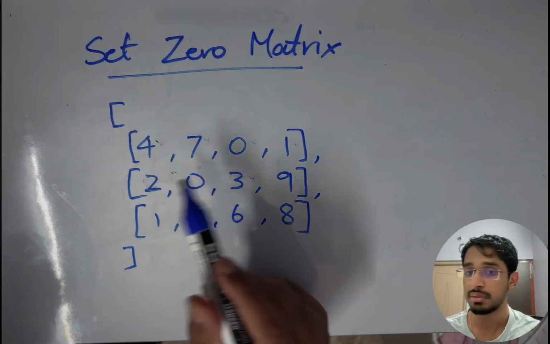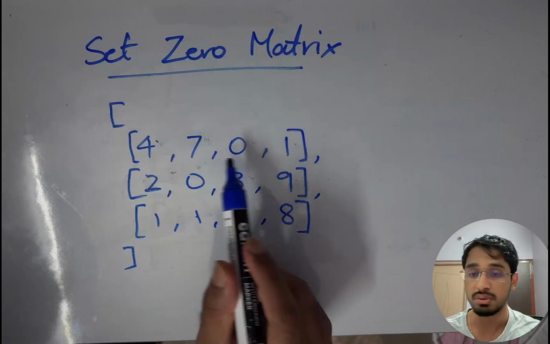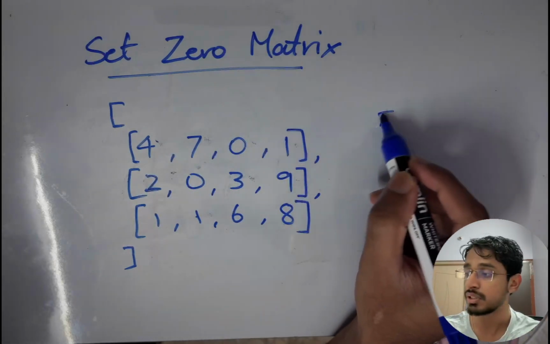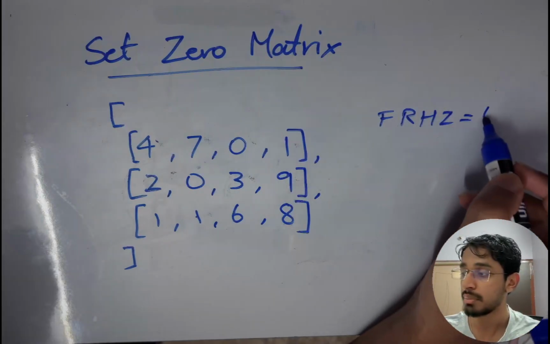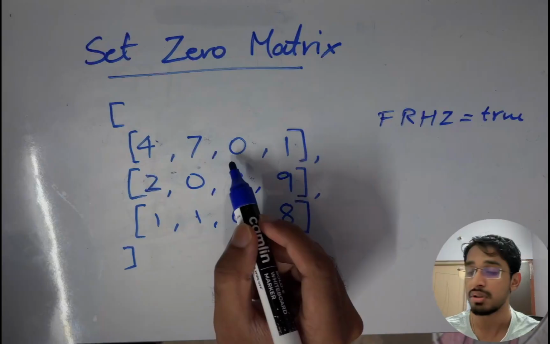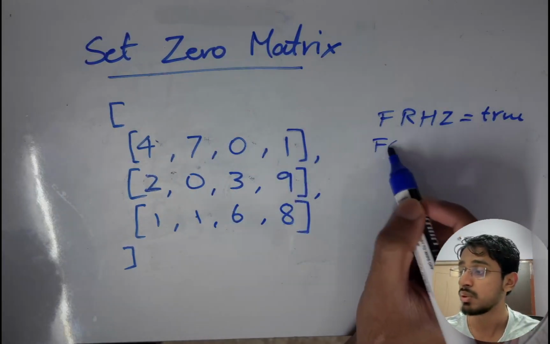At the end of the 3 steps, during the final step, we add all those zeros. So we can just say first row has zeros, in short form. I'm just going to set this to true because we have a 0 over here. So first row has 0, that is true, and first column has 0, that is false.